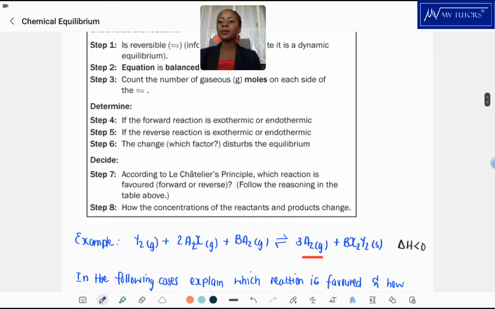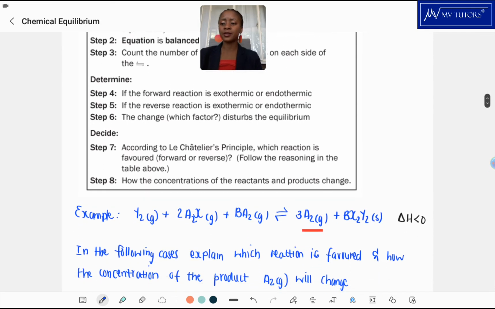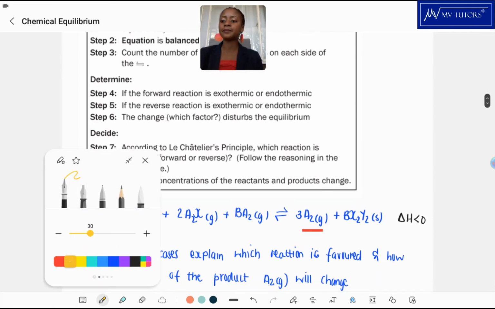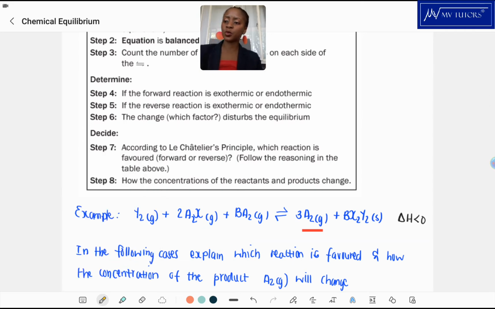And then count the number of gaseous moles on each side. I'm going to indicate it with a different color. We have 1 over here, plus 2, plus another 1. So we actually have 4 moles on this side. And on the product side, we have 3 gaseous moles. We're not just counting all the moles, guys, only the gases, okay? So we have 3 moles.